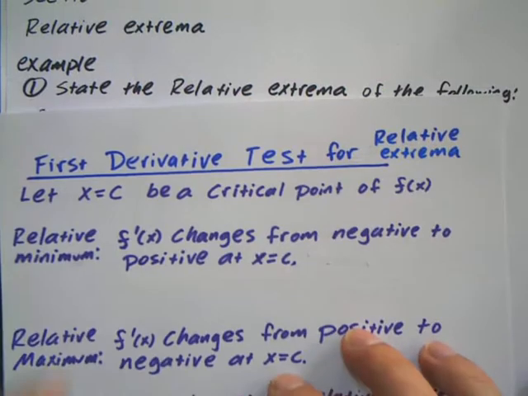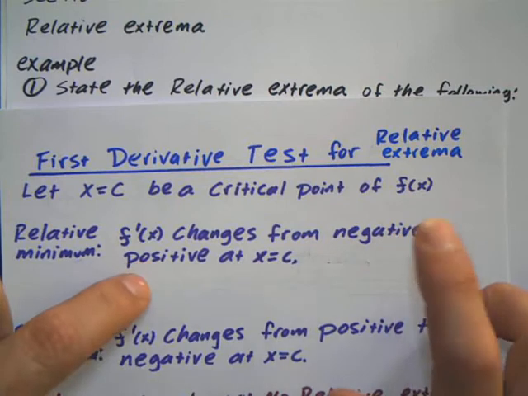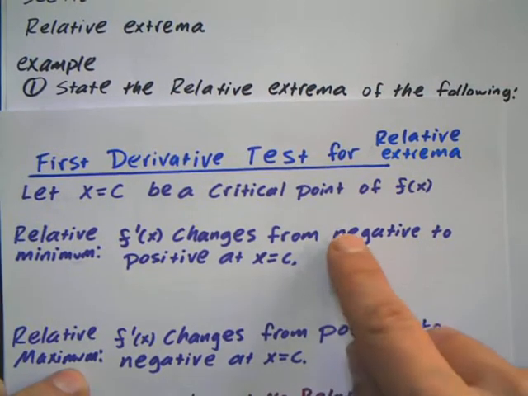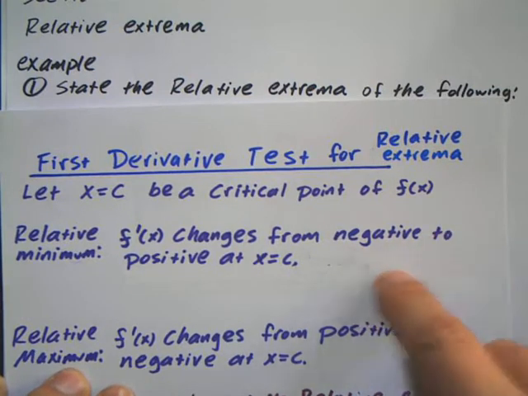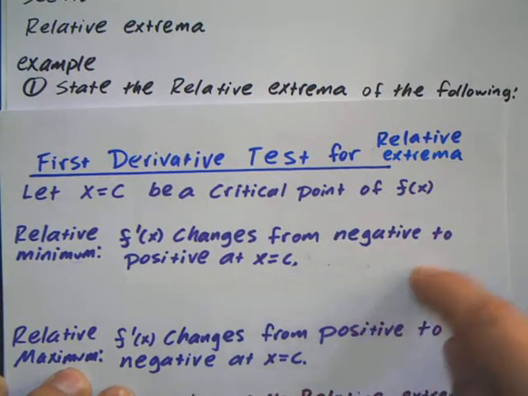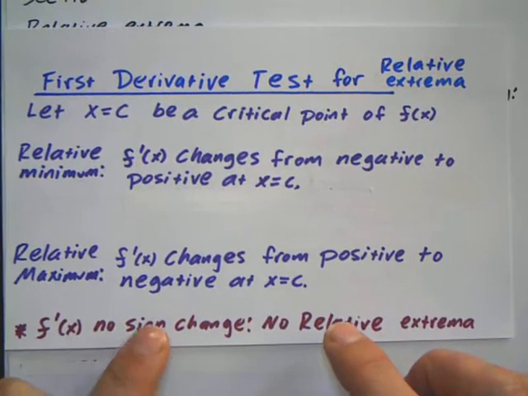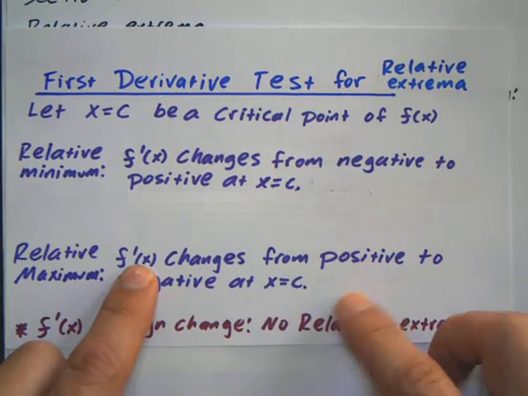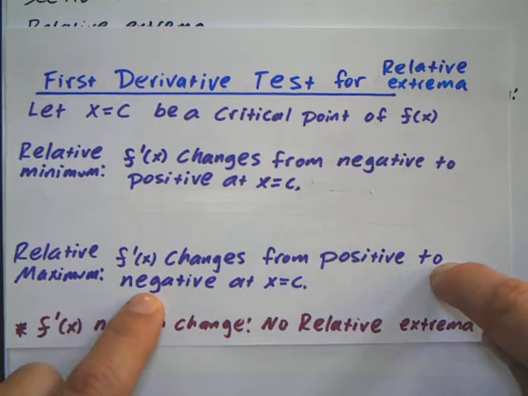And you're going to have a minimum if the derivative is switching from negative to positive. If you think about it, if you have a negative derivative, it's a function that's going to be decreasing. And then if it switches to positive, it's going to be a function that's increasing. So negative to positive would create a minimum. And a maximum occurs whenever you have a positive to negative sign change. So a positive first derivative means you're increasing. Then if you switch to negative, it means you're going to be decreasing. So that's going to create a maximum.